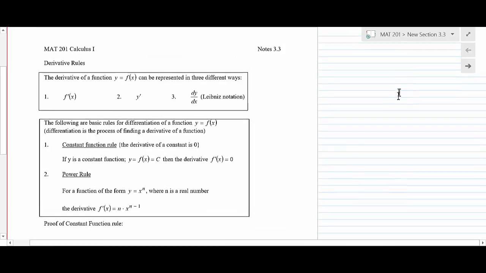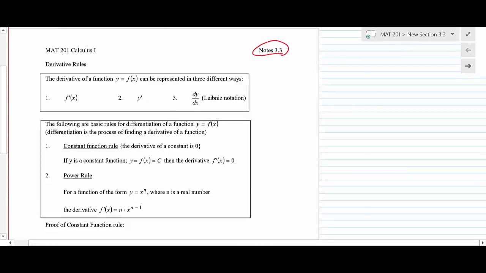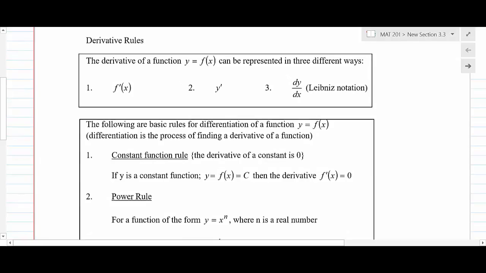So on 3.3, this section right here is a super important section because it's the fundamentals of working with derivatives and just basic derivative rules. The first thing I want to mention is the different type of notation.